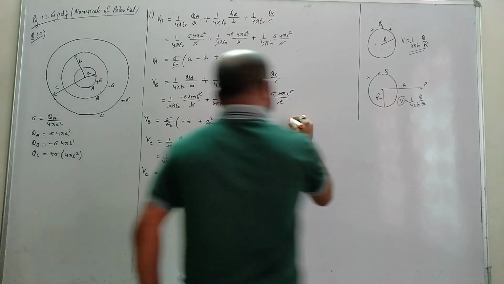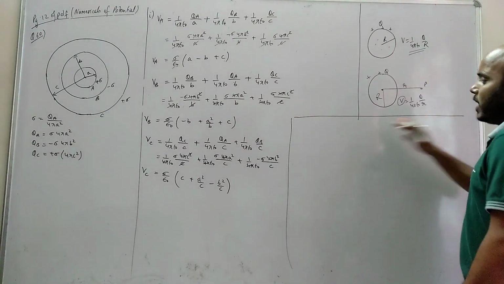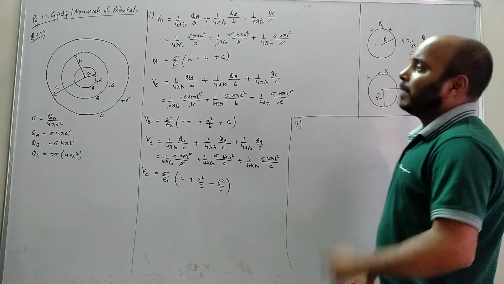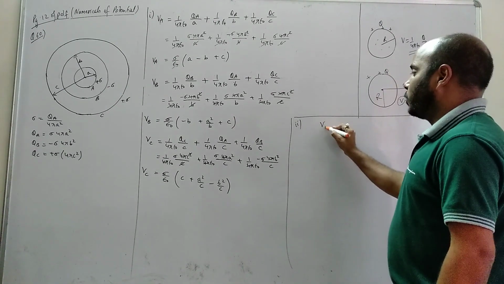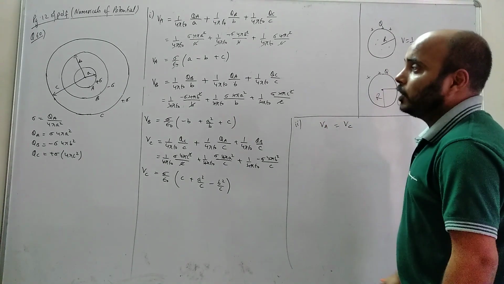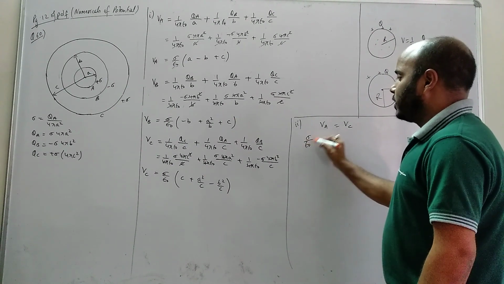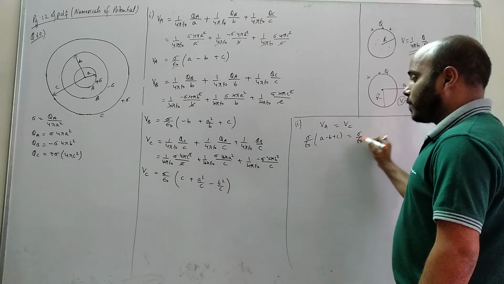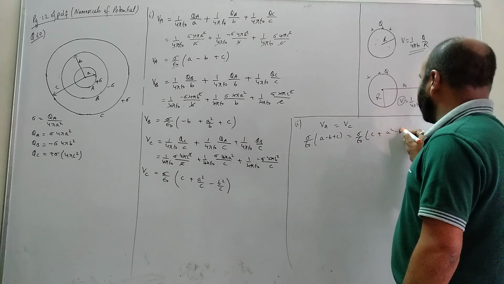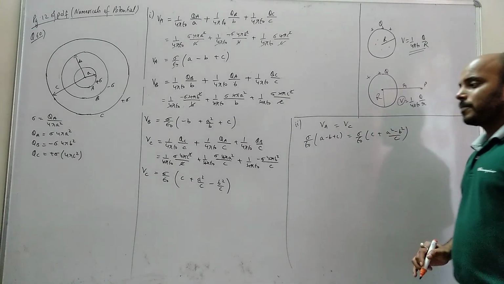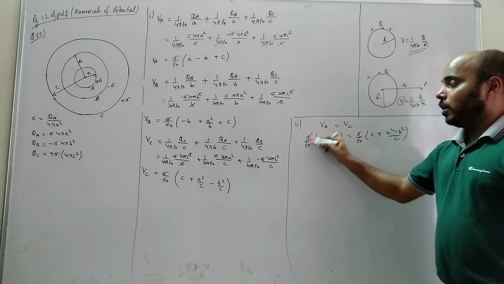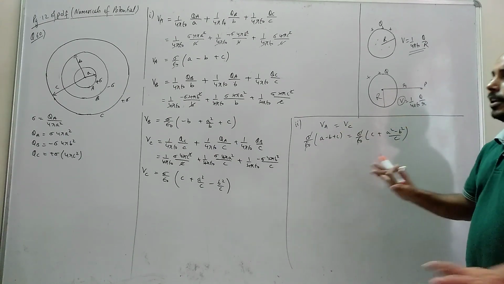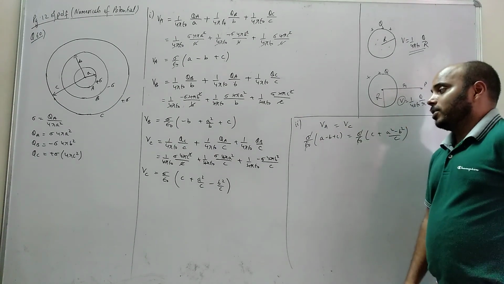Now the next part of this sum, which is a homework activity. They are saying potential at A and potential at C are equal. That means, what is potential at A? Sigma by epsilon, A minus B plus C, and it is sigma by epsilon, C plus A square minus B square by C. We can write like this. If they are equal, find the relation between A, B, C. So what's the job? Solve it. Get a relation in terms of A, B and C. So this is the job.